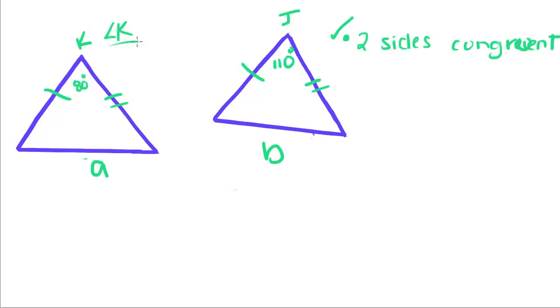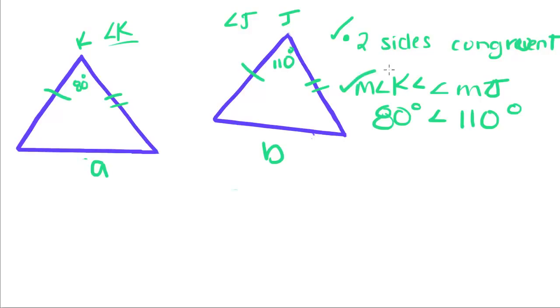So right now we're going to be talking about angle K, and for this one we're going to be talking about angle J. So we need to know that one of these is smaller than the other. So I know that the measure of angle K is less than the measure of angle J because 80 degrees is less than 110 degrees. So since I have that, I can therefore say that A is less than B because this angle is less than this angle. So this side is less than this side. That's all that that property tells us.